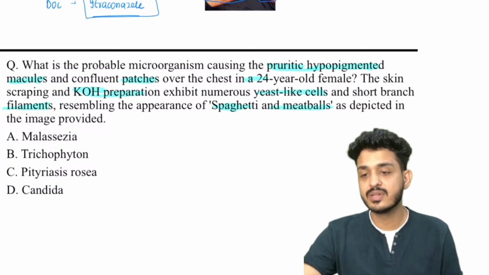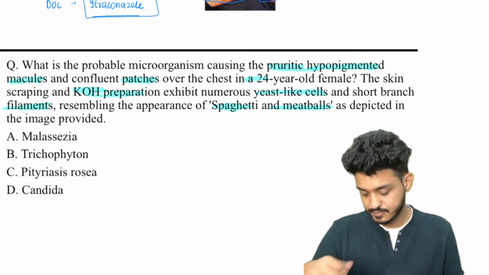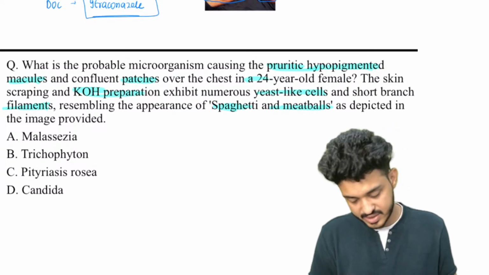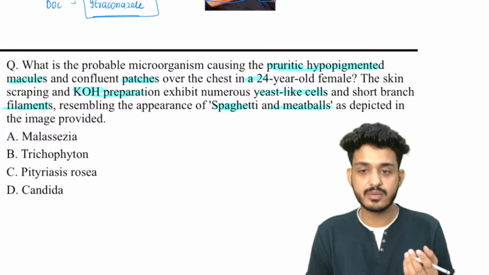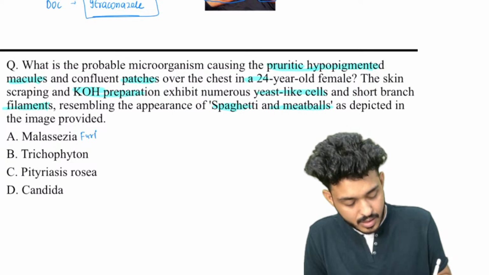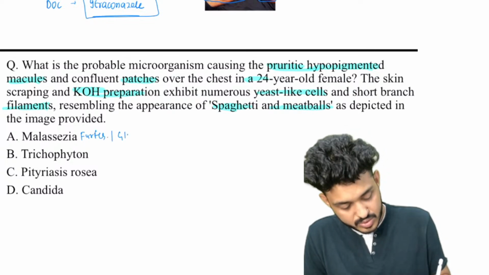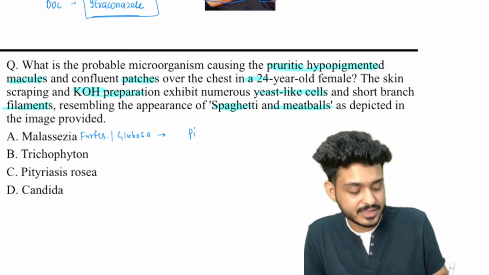Try to answer this one. What can be the infection over here? Is it Tinea versicolor? Look here, guys. Malassezia furfur, Malassezia globosa. They will be causing a disease known as pityriasis versicolor.